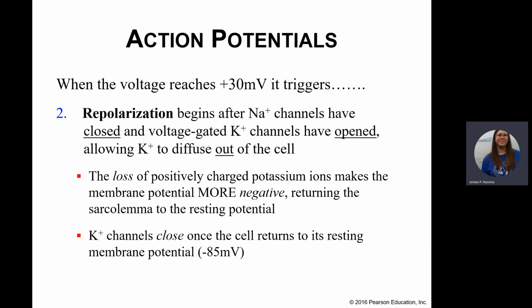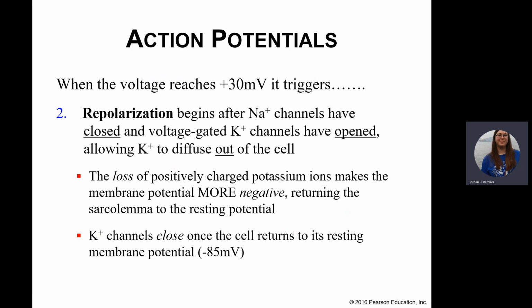Repolarization begins after sodium channels have closed. Again, at plus 30 millivolts, the sodium channels snap closed. And at the same time, the voltage-gated potassium channels snap open. This allows potassium to diffuse out of the cell. Potassium is positively charged. If you have positive ions leaving the cell, this means you become more negative.